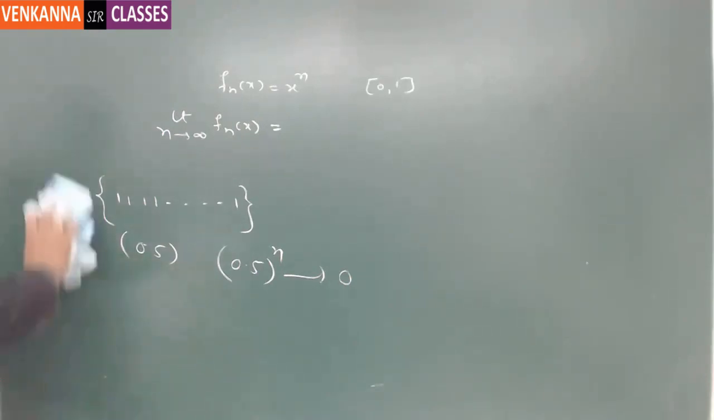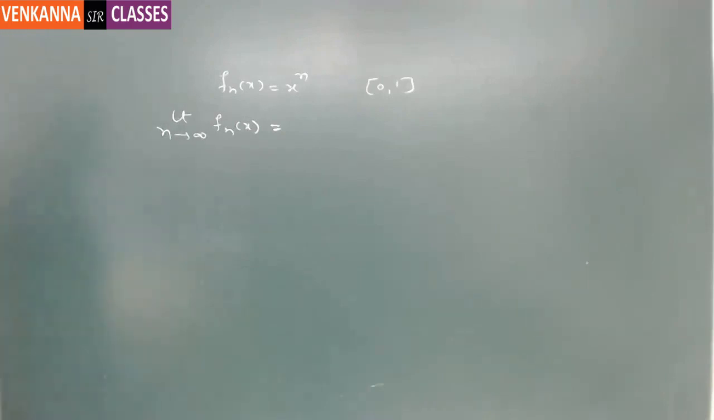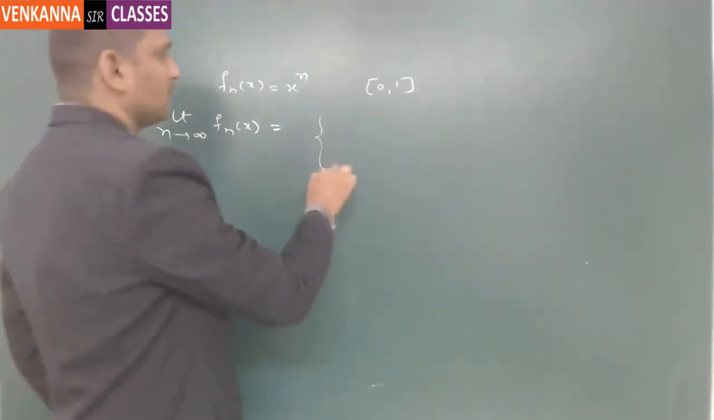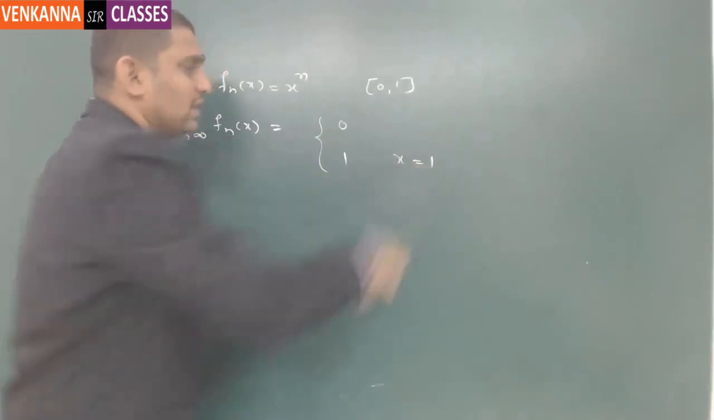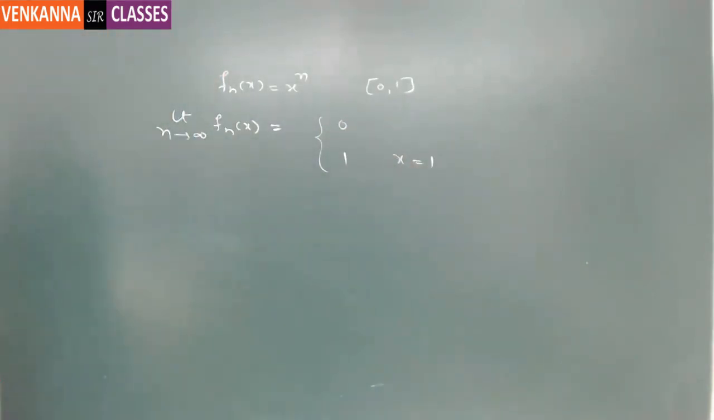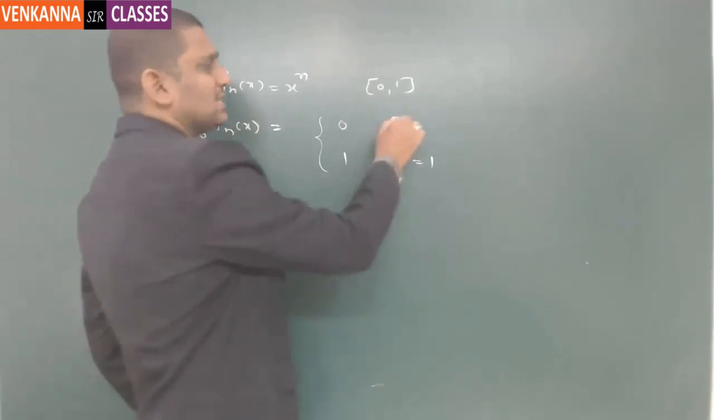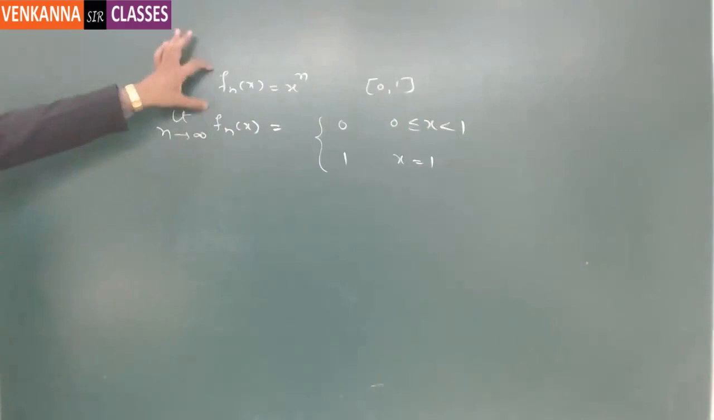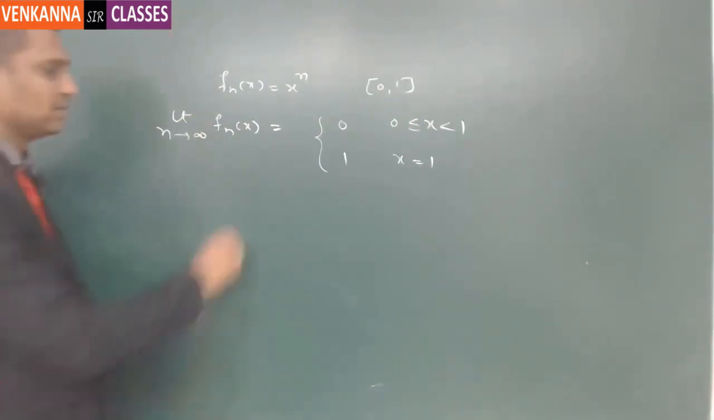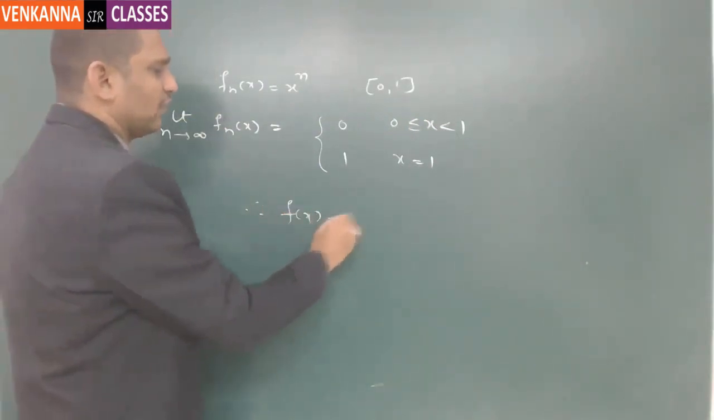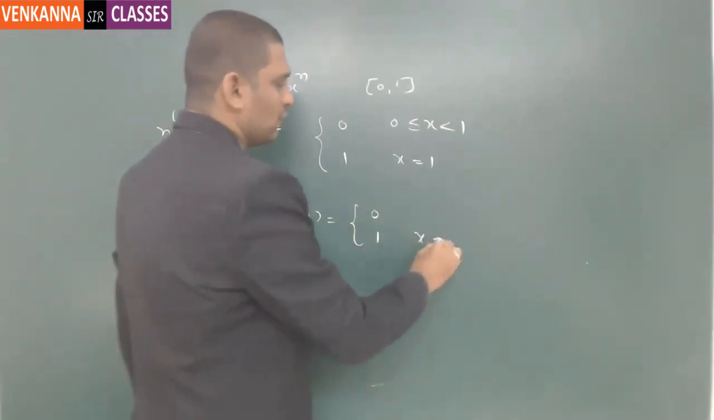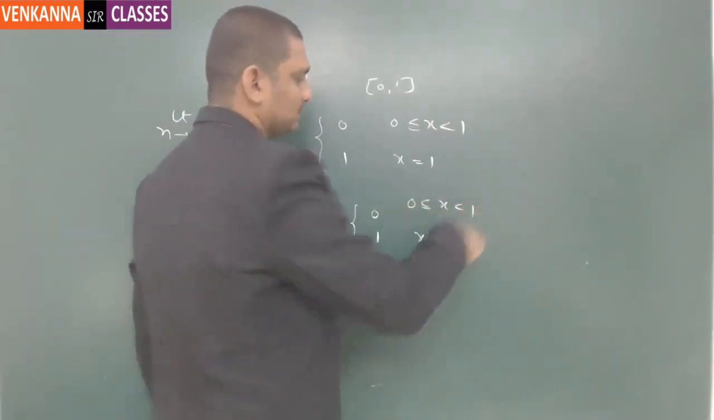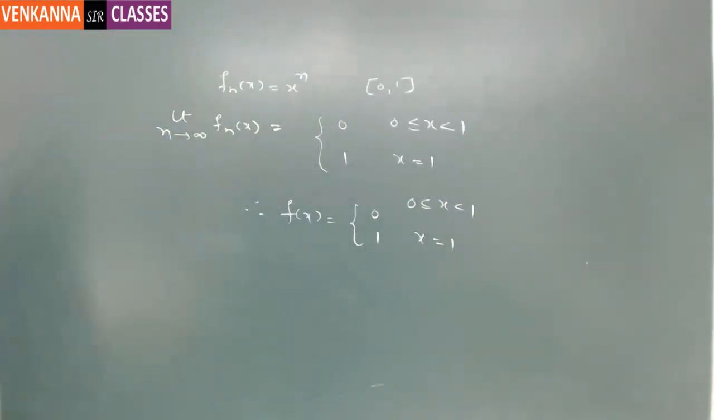Right. So if you calculate the limit, it is simply taken as 0 and 1. If x is equal to 1, its limit is nothing but 1. Whenever you take x with 0 less than or equal to x less than 1, its limit is 0. So for this sequence of functions, this is the limit function. So I define f of x is equal to 0 for 0 less than or equal to x less than 1, and 1 for x equal to 1. Is it clear? Yes or no?